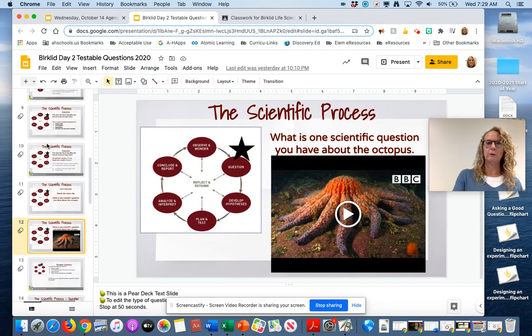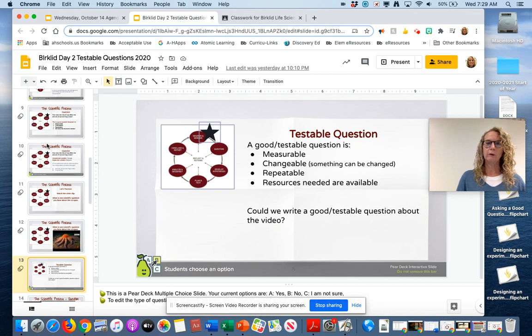Okay. So you're going to come back now and we're going to ask you to think about one question that you have about the octopus. So you watched the video. A good or testable question, again, is measurable, changeable, repeatable, and resources are needed. So are the resources needed available? This would be hard for us to write a testable question that we could find the resources available.